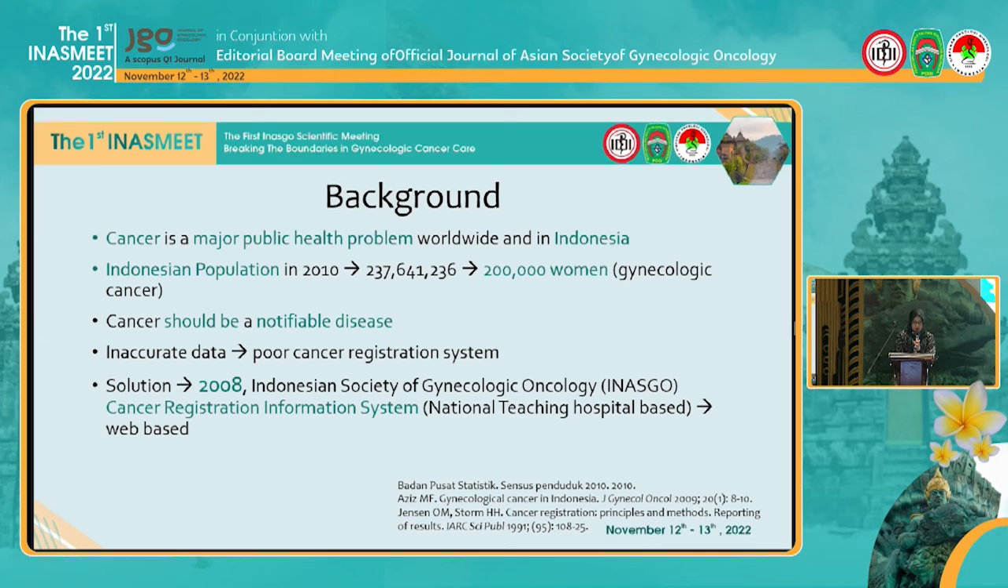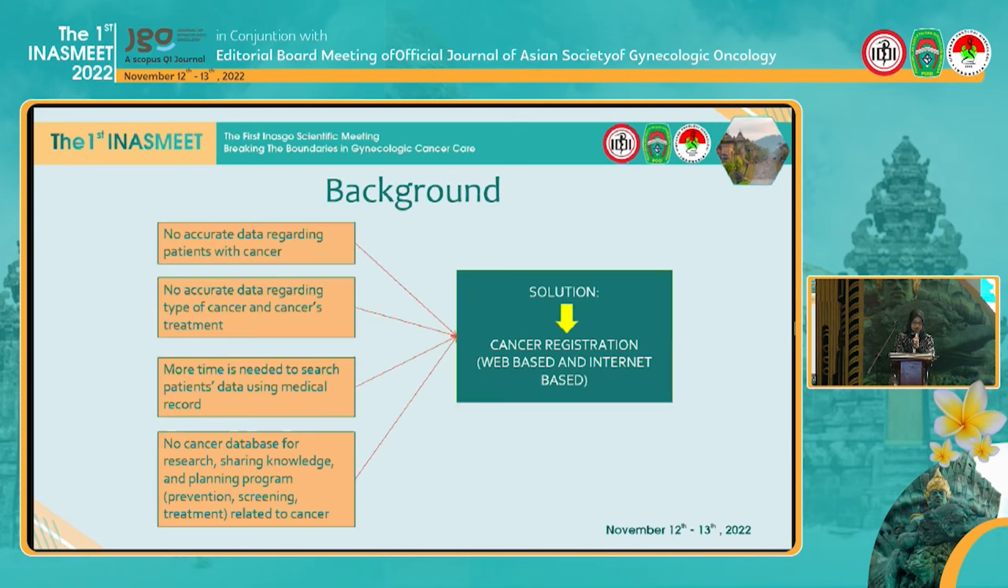So for the solution, if you ask me before the solution, Anggi, how many cervical cancer cases are in your institution? Well, I can only say many, but I don't know exactly how many. Actually, we do have our own cancer patients for cervical cancer. So the UNESCO made the cancer registration information system, a national system based on 26 national teaching hospitals. It's web-based, including 26 university teaching hospitals that have gynecology services.